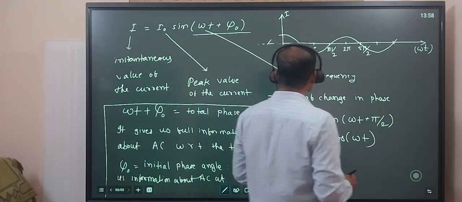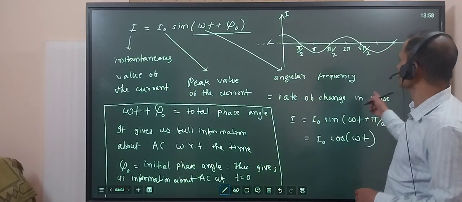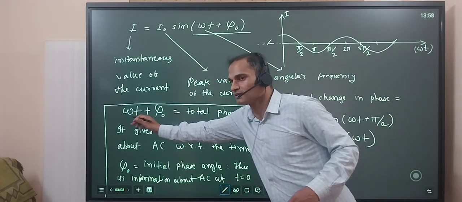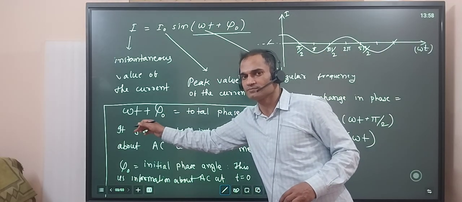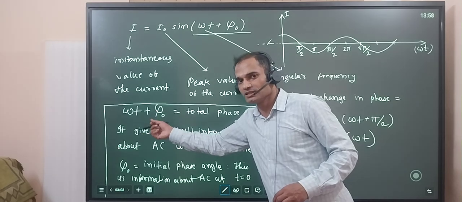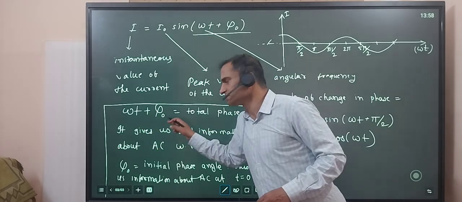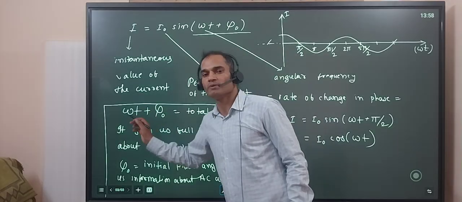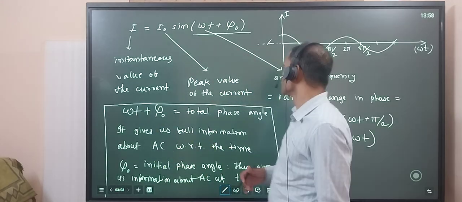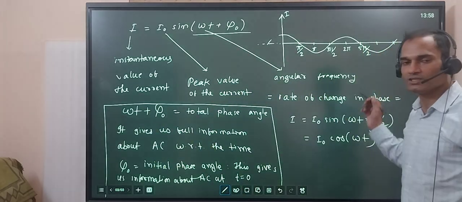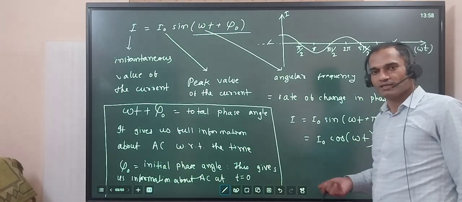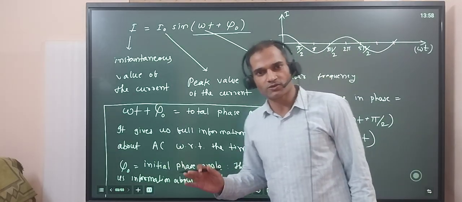Angular frequency, I have already written, is the rate of change in phase. So that is the total phase angle. What is the rate of change of this thing? If you differentiate it, this part is constant and will be gone, and you will get omega. So angular frequency is constant here; the rate of change in phase in our AC will remain constant.